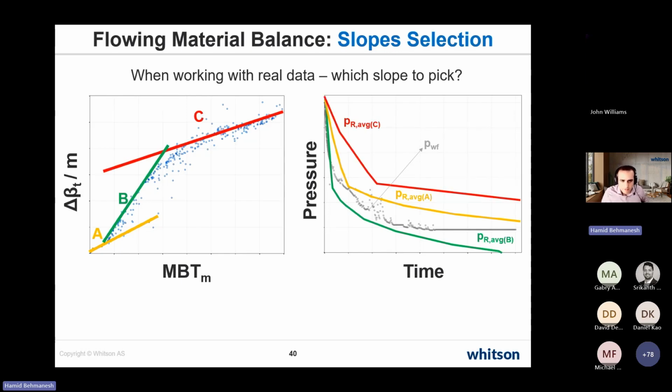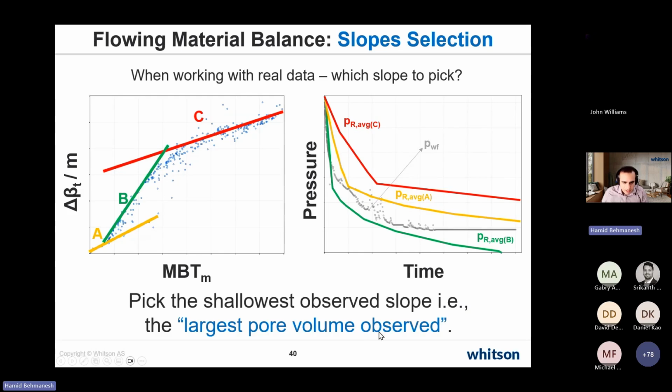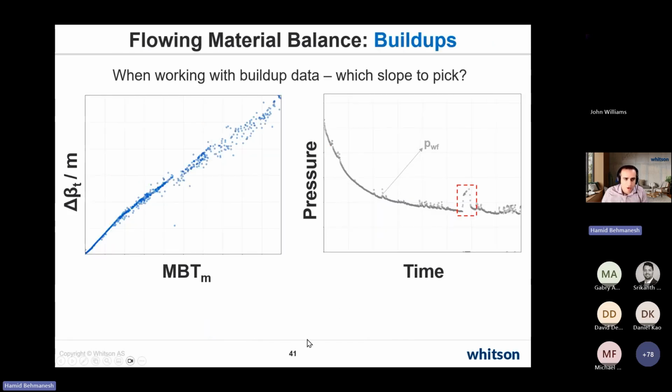So this is the first check that we need to do: compare bottom hole pressure against average reservoir pressure gap. Pick the shallowest slope. This corresponds to the largest pore volume.